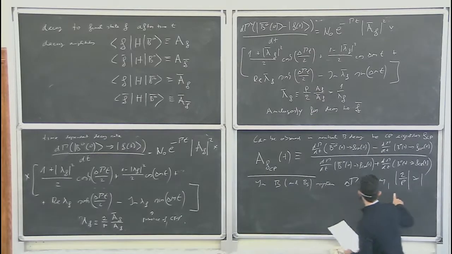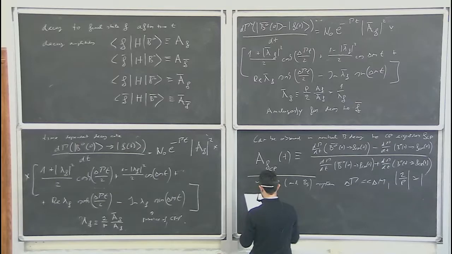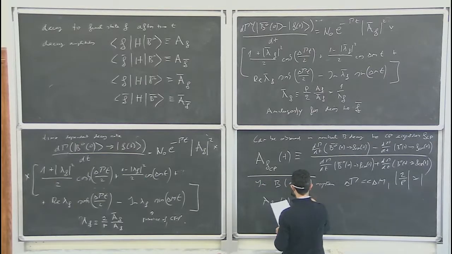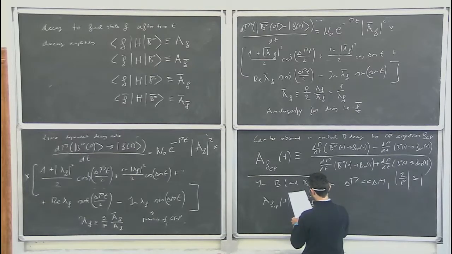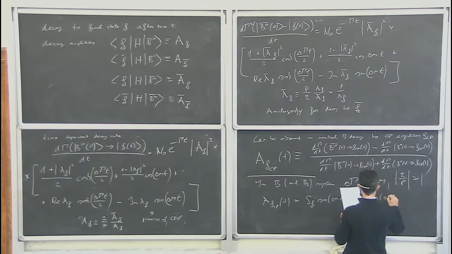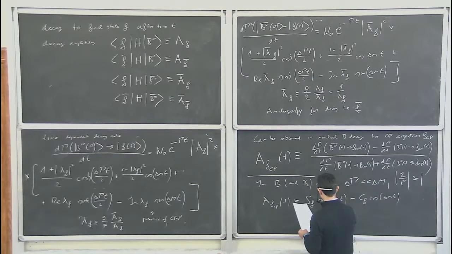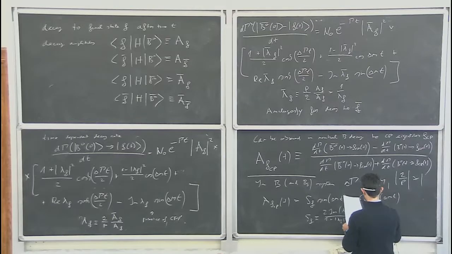In this limit where we assume that q over p is a phase and we drop delta gamma terms, then this A f CP of t simplifies a lot and can be written just as a sum of two terms, S f times sine of delta m t minus C f times the cosine of delta m t, where S f is defined as 2 times the imaginary part of lambda f over 1 plus absolute value lambda f squared, and C f is just 1 minus absolute value lambda f squared over 1 plus absolute value lambda f squared.